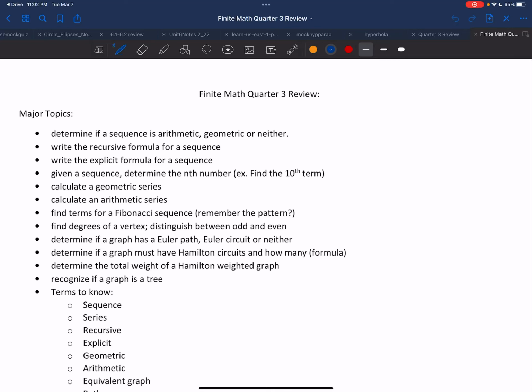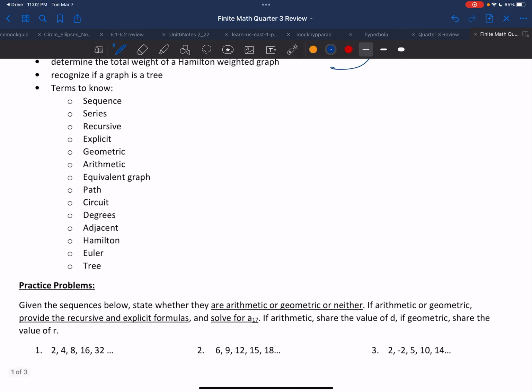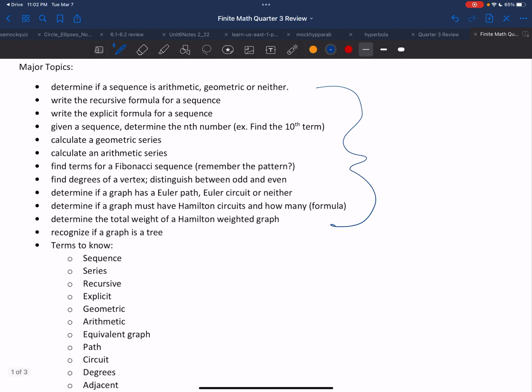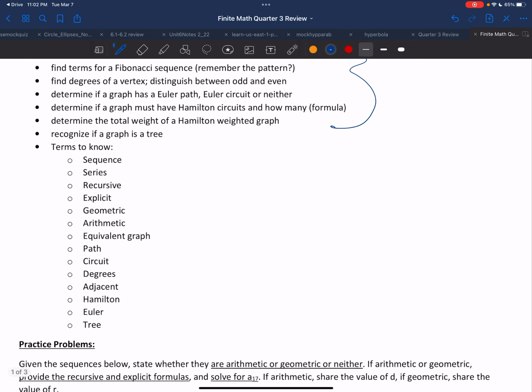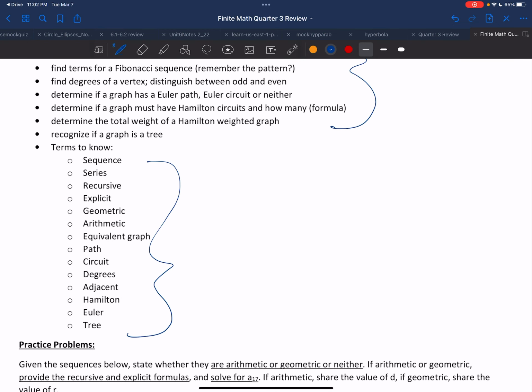Okay, let's look at an overview of finite math for quarter 3. The major topics that we have covered are listed here, so I highly recommend you use this as a tool to study and make sure you know how to do all these things. I did my best to include all kinds of example problems that hit all of these. You also want to make sure that you understand all these terms. I'm not suggesting that you run out and start writing a vocab list, unless that works for you. Just go down the list and make sure you understand what each one of these are. And if you don't know, you need to make sure that you go ahead and get that covered.